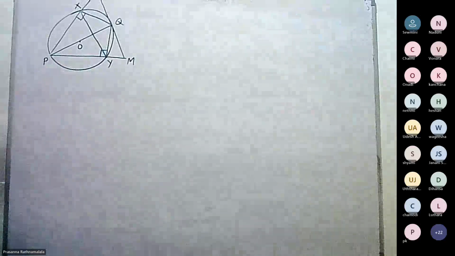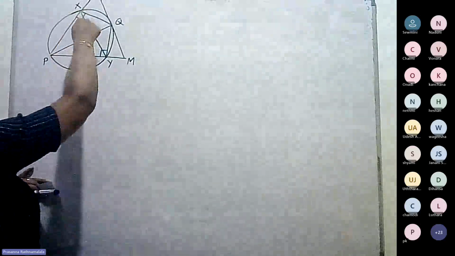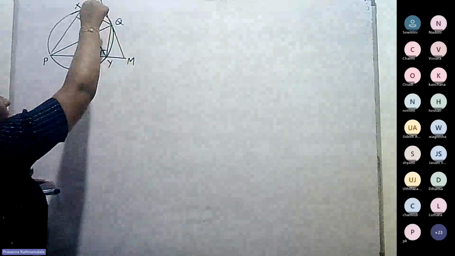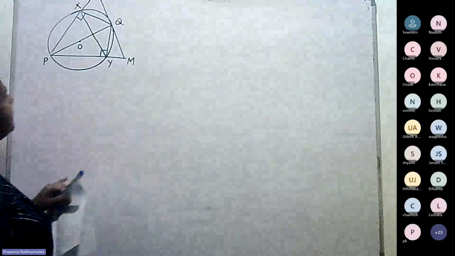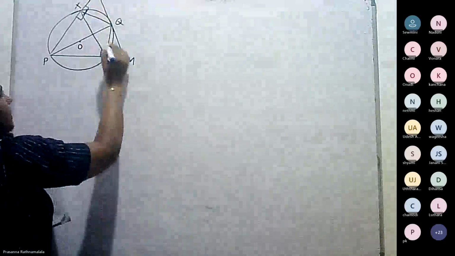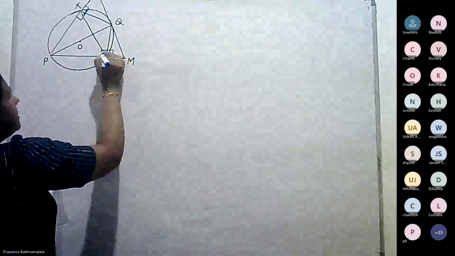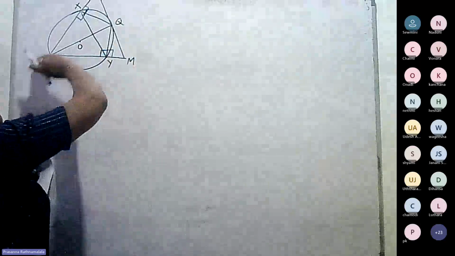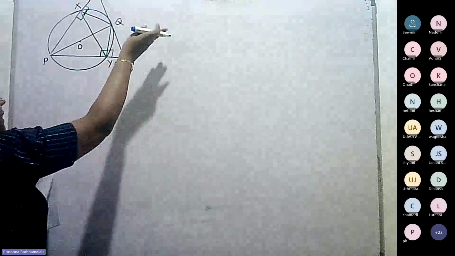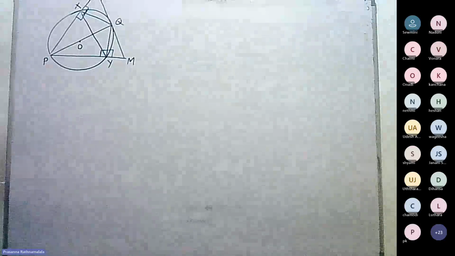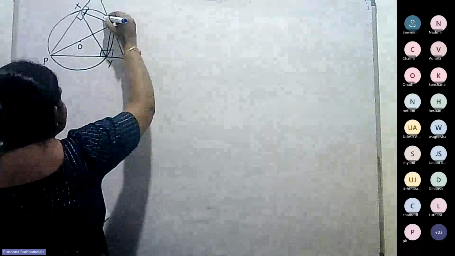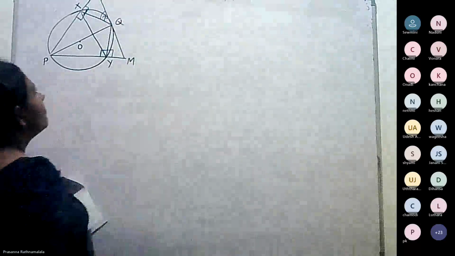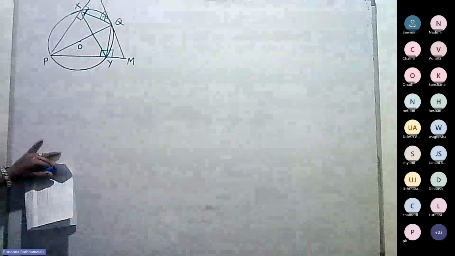Then you show that the sum of this pair is 180. Now you know that this is 90, this one also 90. The remaining one: PM is a straight line, PL is a straight line, and on the other one also 90. Let's take this angle as X.